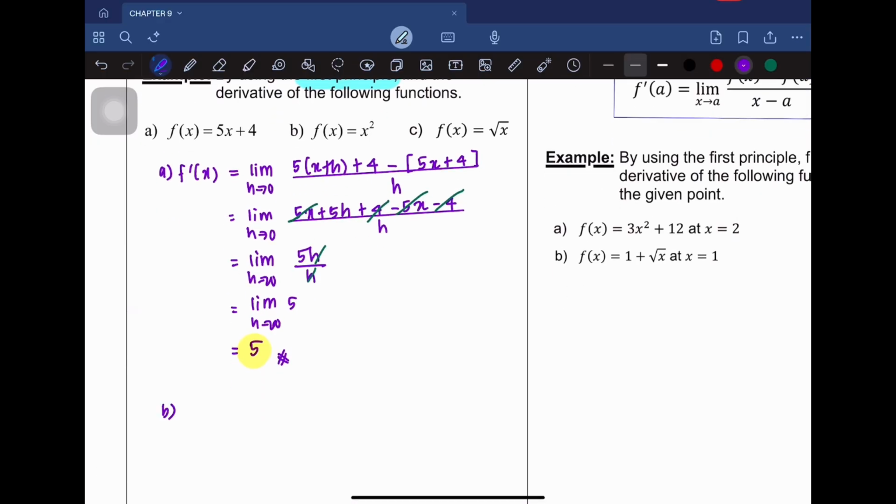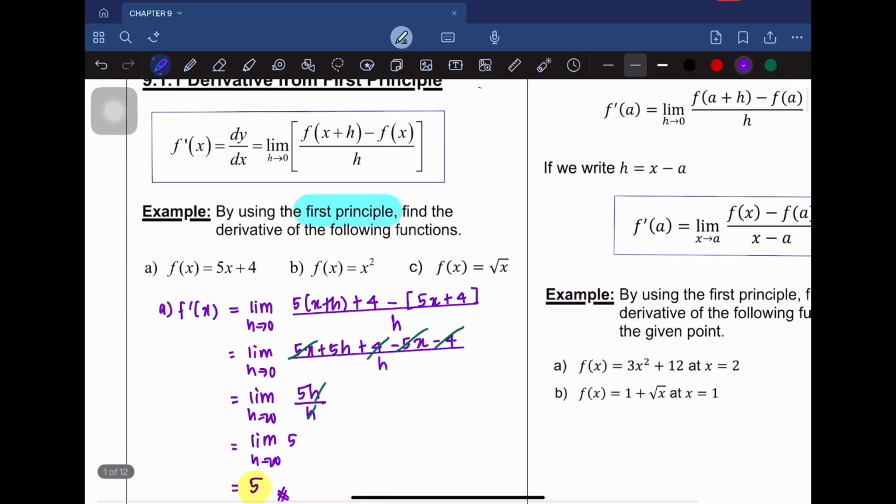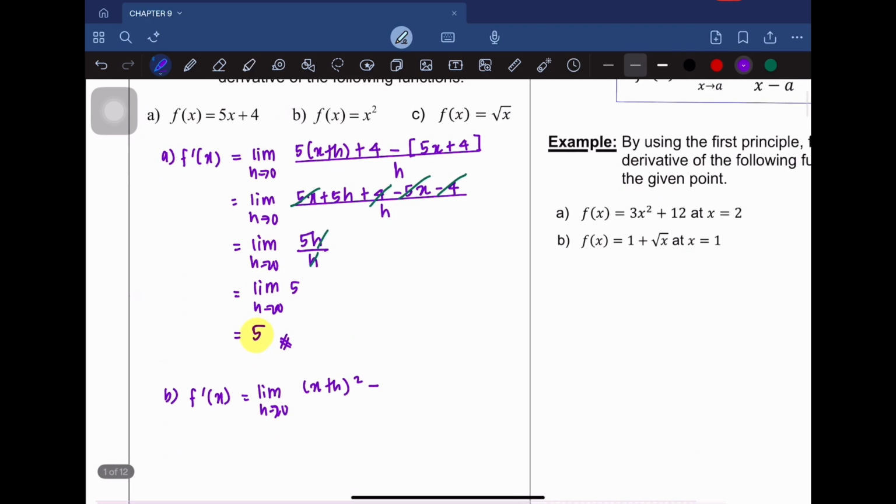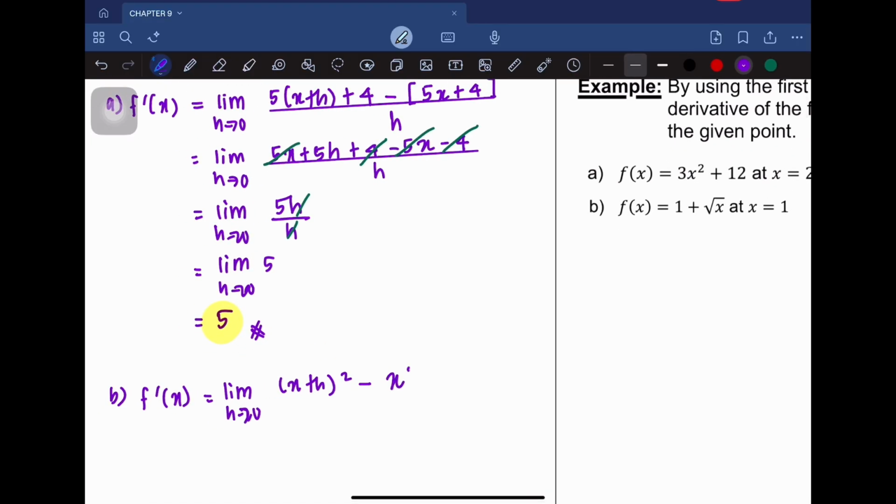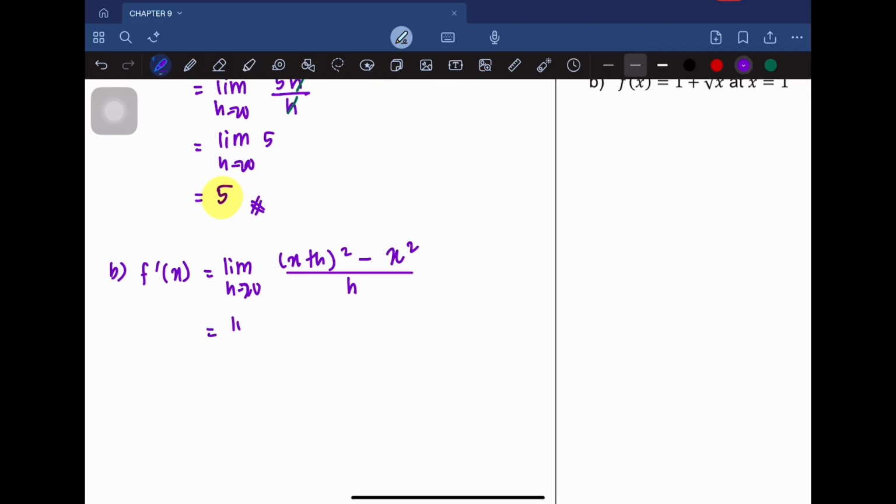Untuk b basically the same thing. Okay, we are going to substitute into the formula limit h approaching 0. So f(x + h). So sini x, sini x. So x + h dekat sini, x + h dekat sini. So dia jadi (x + h) squared minus f(x). So f(x) kita adalah x squared, over h. Okay, so ni pun sama. If you substitute h equal to 0 here and here, awak akan dapat 0 over 0. So again, tak boleh. Okay, so I'll try to expand first.